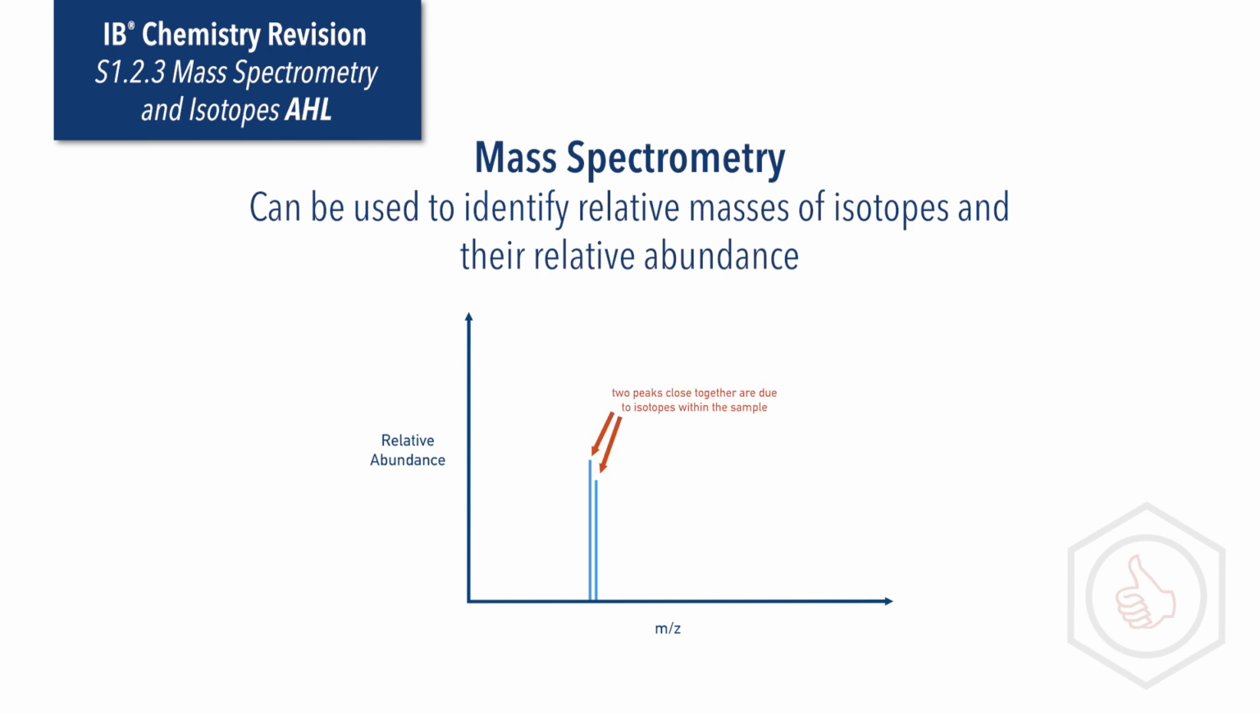The m/z value for each peak tells you the mass number of that isotope, assuming it has a 1+ ion charge. The area or height of the peak tells you how much of it is present in a sample, its relative abundance. To find the relative atomic mass, you calculate a weighted average using the isotopic masses shown on the graph and their relative abundances.